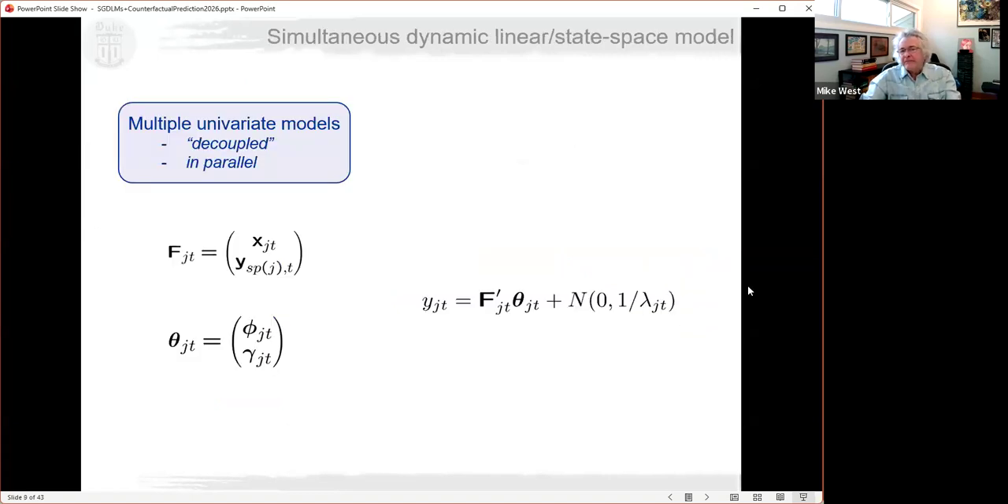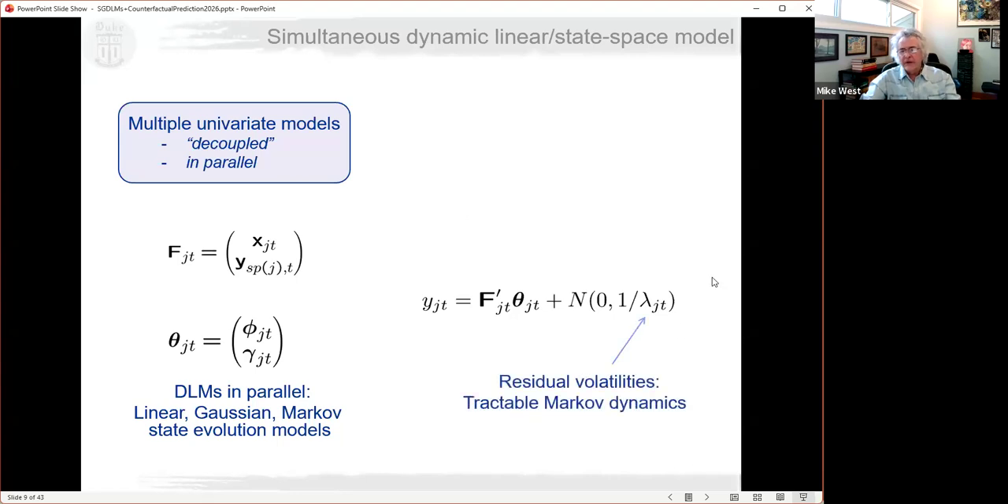Okay, methodology, how do we fit these models? Well, if we stack the independent variables and lag predictor X along with the simultaneous predictors Y in a vector F and their corresponding dynamic regression vectors in a vector theta, we've got a dynamic linear model for Y. Each Y has a univariate DLM. And we can utilize the standard theory, Kalman filtering with frills, on each of those models in parallel at each time point.